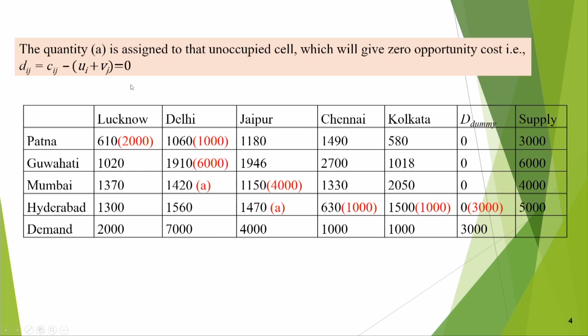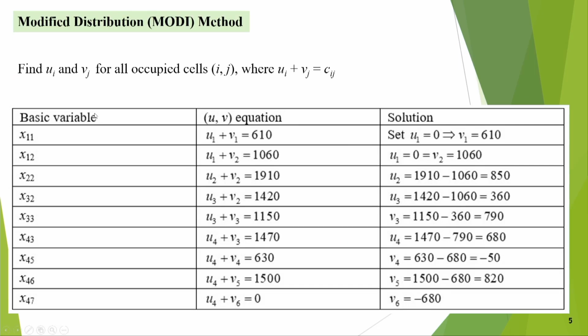So, naturally we can write 9 equations, and I can get U1, V1 easily, and there will not be any difficulty. So, that is what we have to do as a first step. First do that, then the remaining thing I will tell you next. This method is called the modified distribution method, or MODI method.